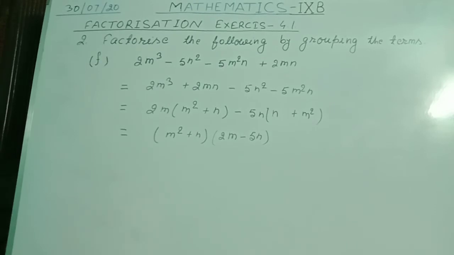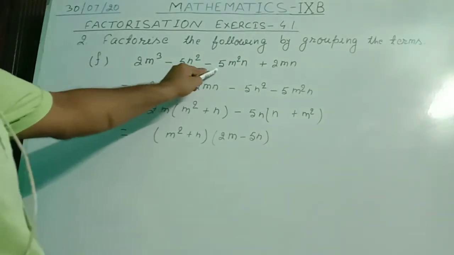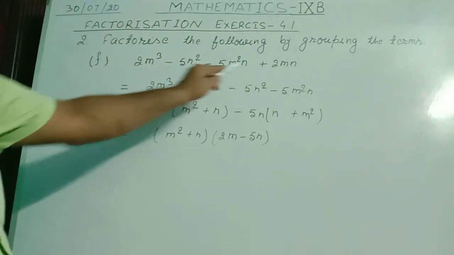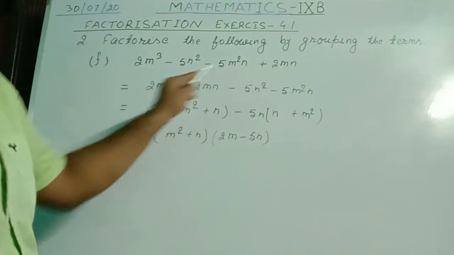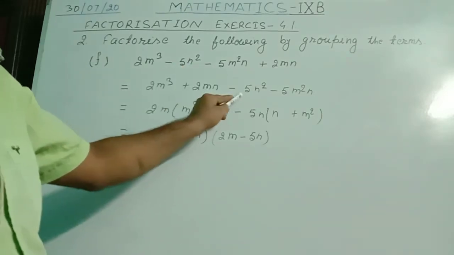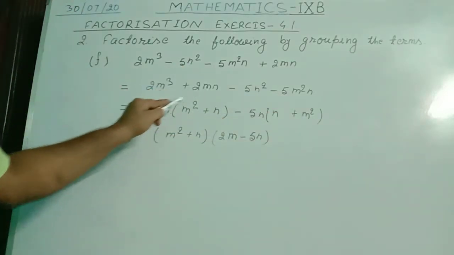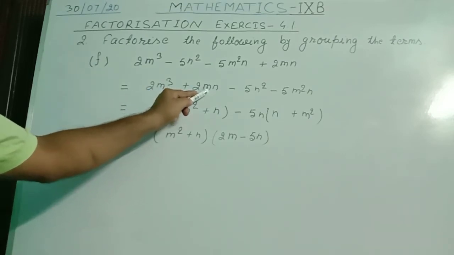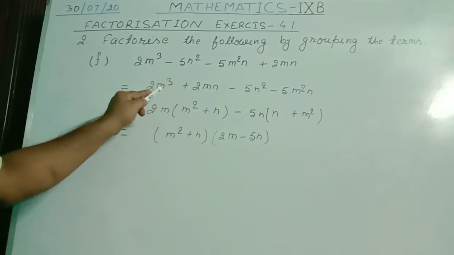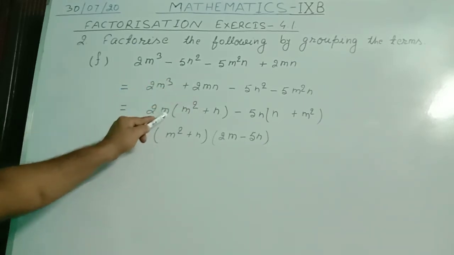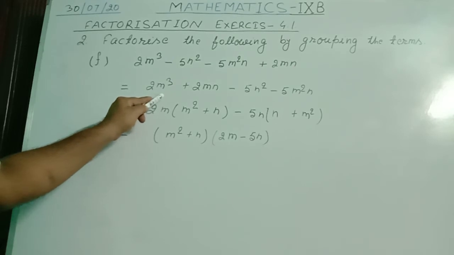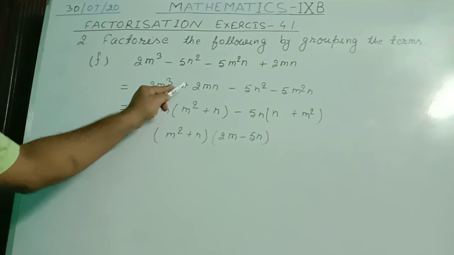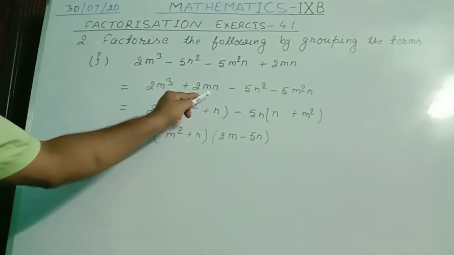In question number 2f, equation is 2m cube minus 5n square minus 5m square n plus 2mn. I have made the group 2, 2. So these two I have taken together, and 5, 5 I have taken together. From these two terms we can take 2 and the least number of variable, that is m, that is common. M is here, so m, least number of m is common. And in this term what is left? M square is left, because m square into m equal to m cube, and these two will come here. Plus came, and 2m is taken already out, so n is left.